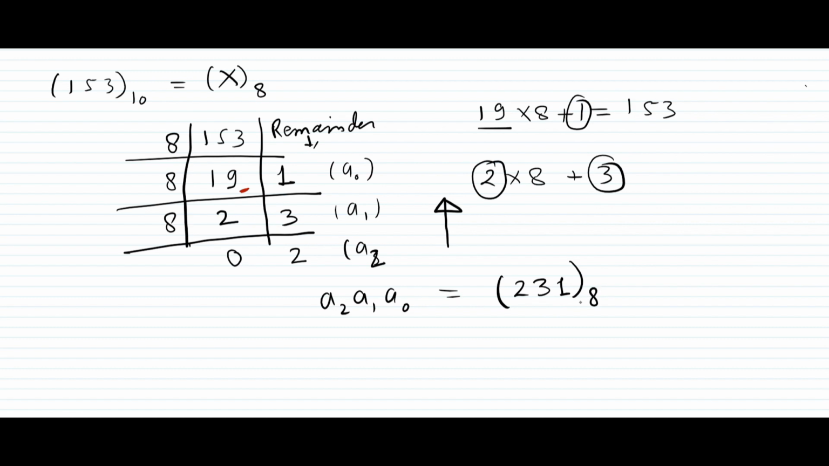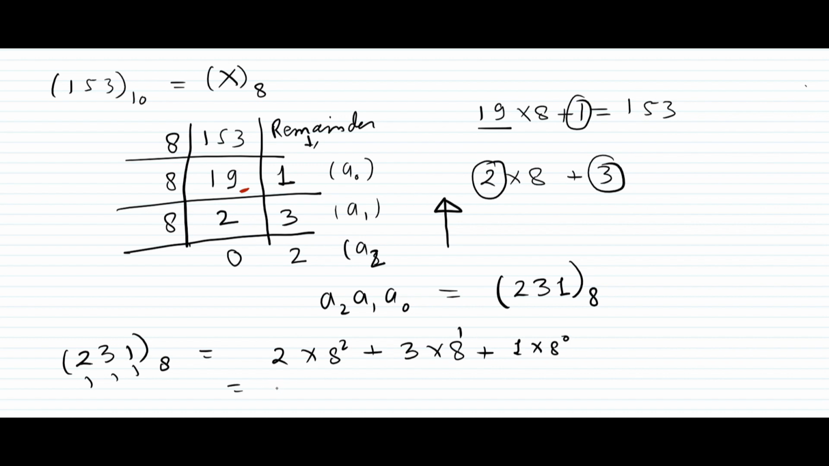Now if you want, you can check this using the other conversion system, the previous method. You can check whether 231 in base 8 is the same as 153 in base 10 or not. So 231 in base 8, what will it be in base 10? It will be 2 into 8 raised to power 2, because this is place 0, place 1, place 2, plus 3 into 8 plus 1 into 8 raised to power 0. Here it will be 1.